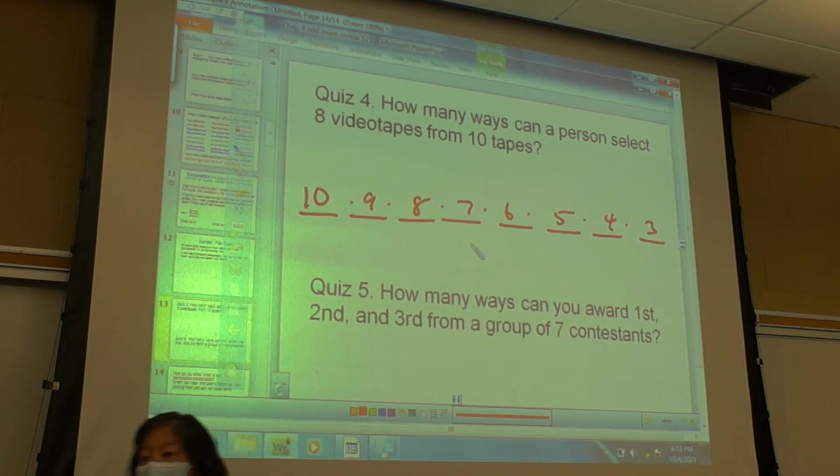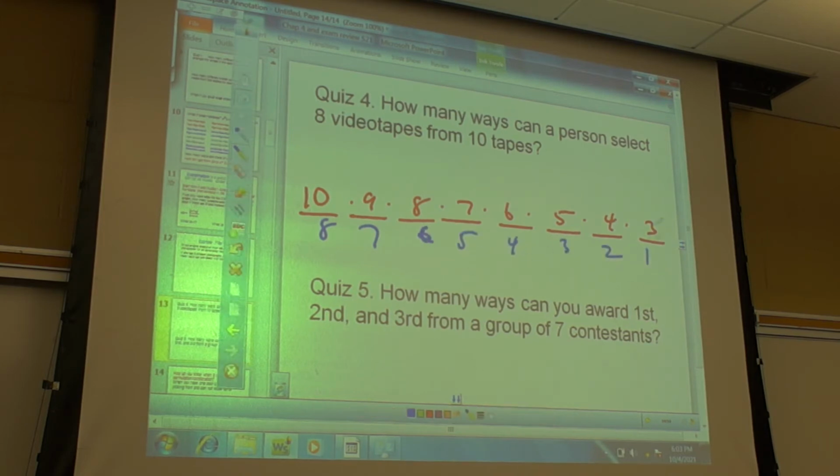Remember chaos, you have to divide out the duplicates, so I have an extra step. I pick 8 things, divide by 8, 7, 6, 5, 4, 3, 2, 1. And then you'll notice a bunch of them cancel out. Then it's really just 10 times 9 over 2 times 1. 45.